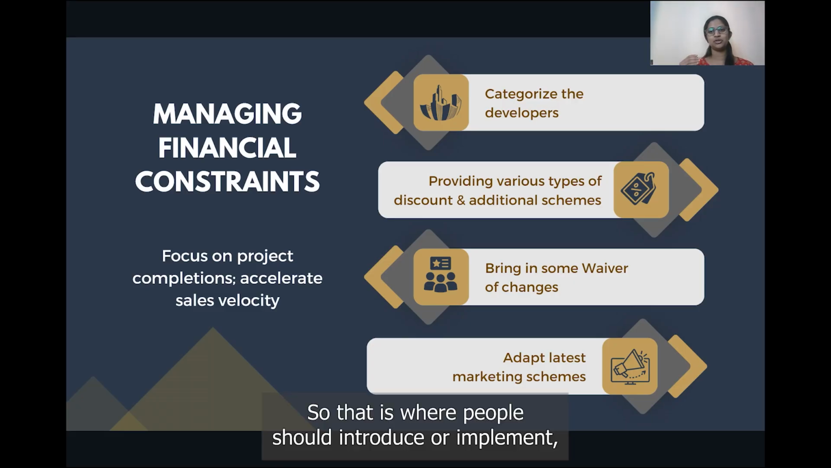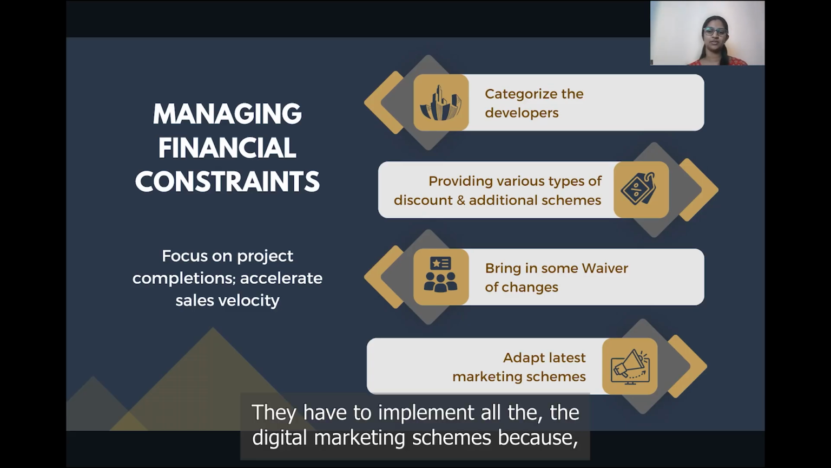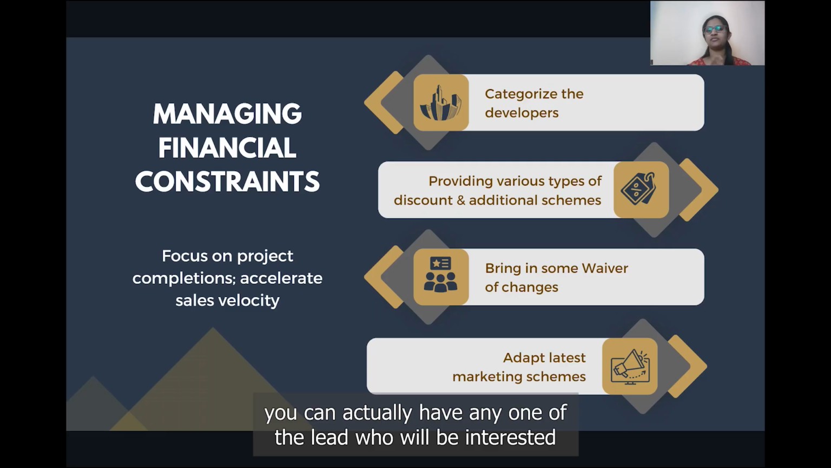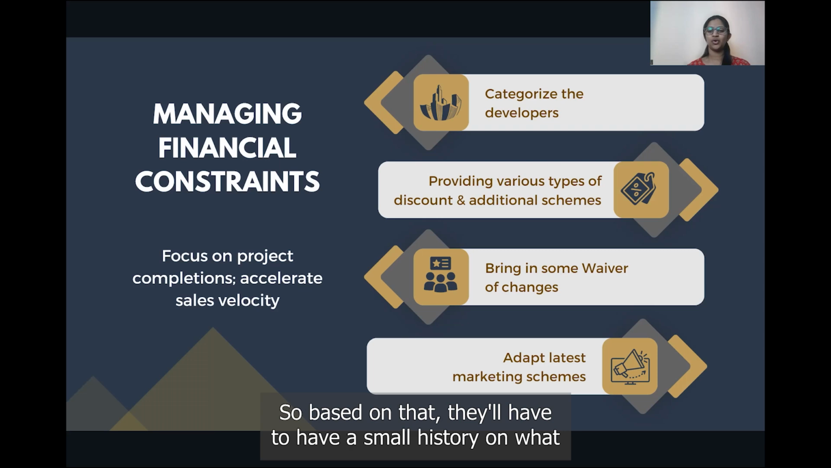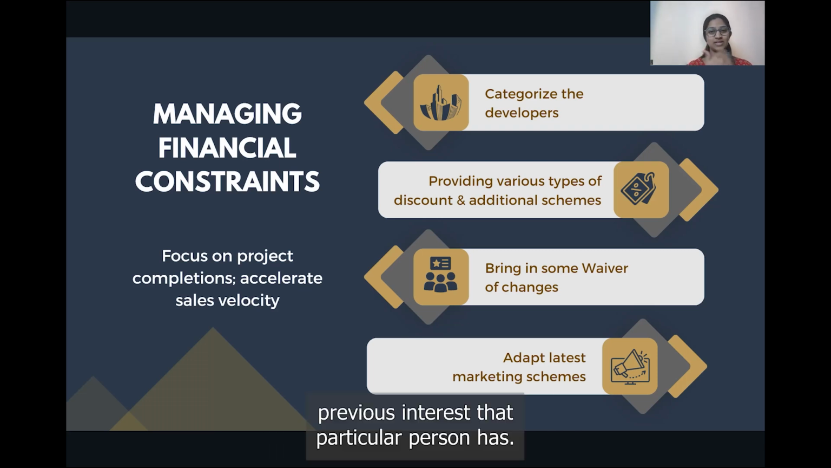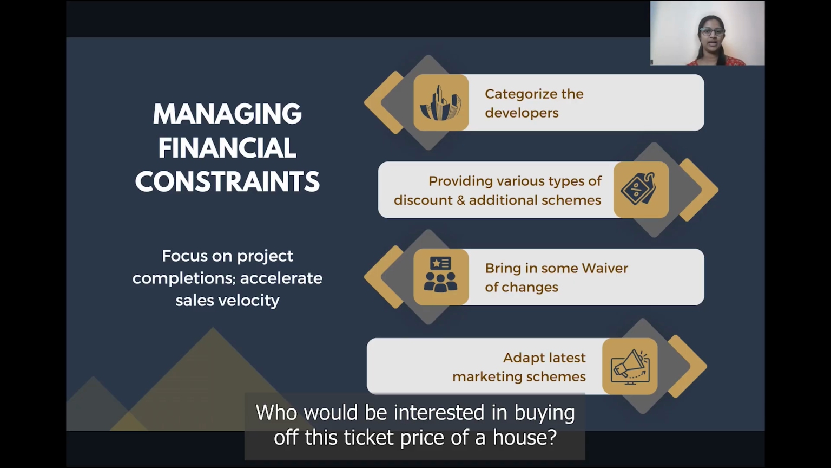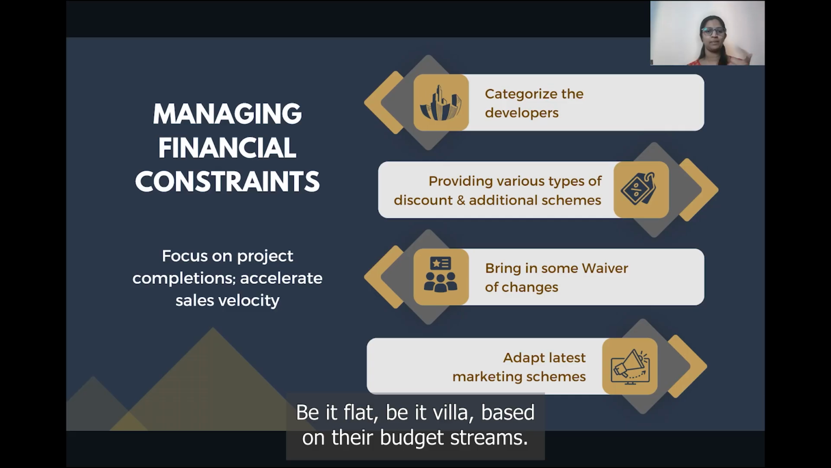That is where developers have to implement digital marketing schemes, because the phone is the only way through which you can find out whether a lead will be interested in purchasing a house or not. Based on that, they need a small history of that person's previous interests. Then a certain set of algorithms can identify who would be interested in buying this ticket price of a house, be it a flat or a villa, based on their budget.